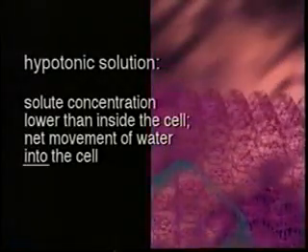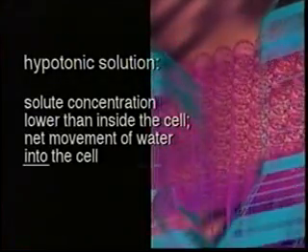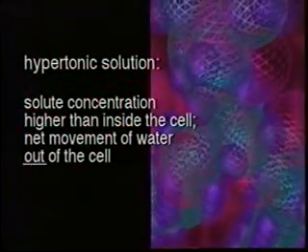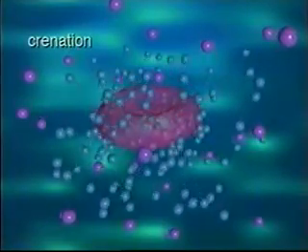Hypo means below, and a hypotonic solution is one that has a lower solute concentration than the cell. Consequently, a solution that is hypotonic will force water across the cell membrane into the cell. The cell swells and eventually may burst or lyse. Hyper means above, and a hypertonic solution is one that has a higher solute concentration than the cell. Consequently, an extracellular solution that is hypertonic will force water to move out of the cell, causing the cell to shrivel or crenate.